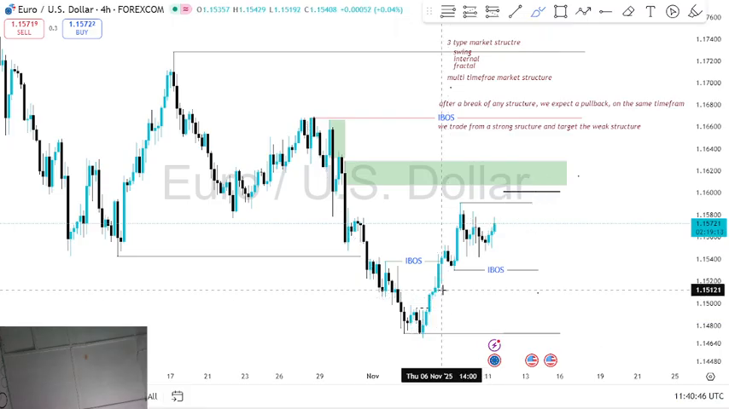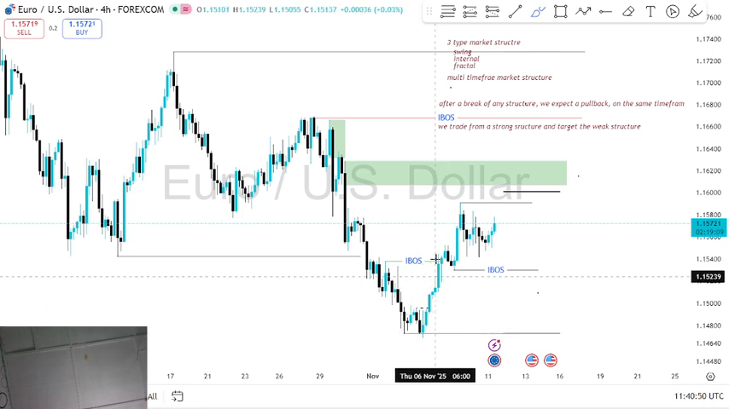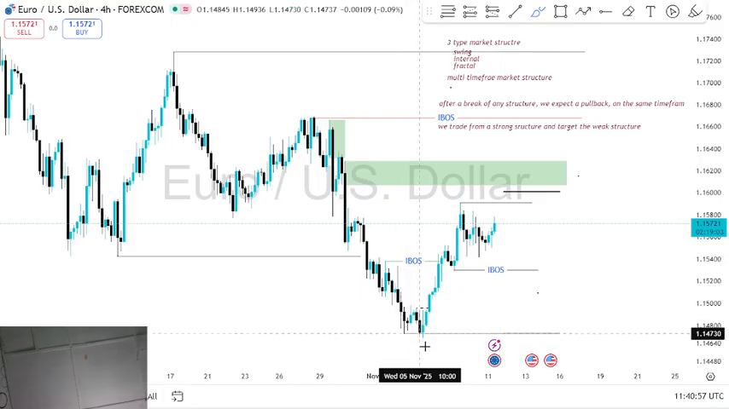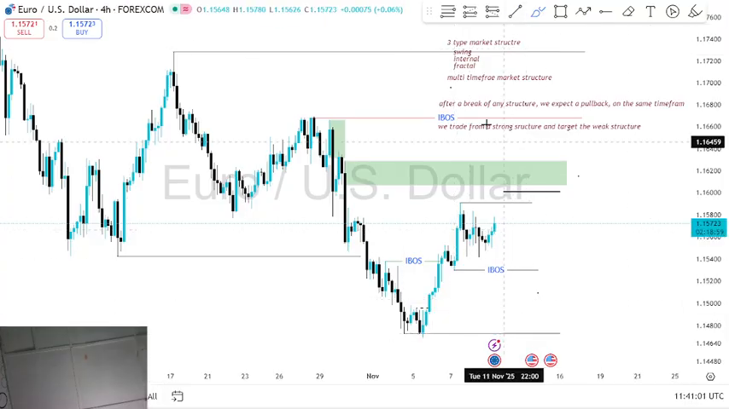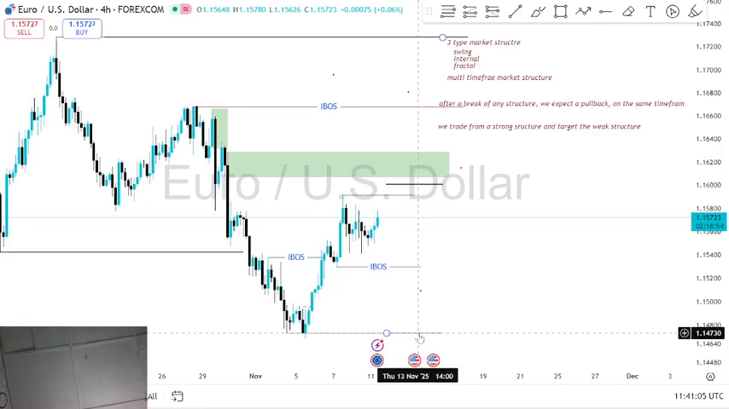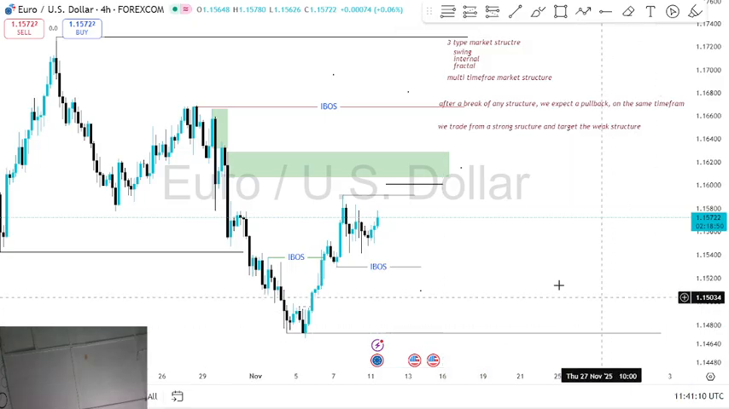Now somebody might be asking, why are we seeing here a weak structure? Because it led to a break of this structure, and we are even seeing here a fractal strong structure. So why are we still classifying this as weak? Looking at the overall swing structure, let me extend my line.